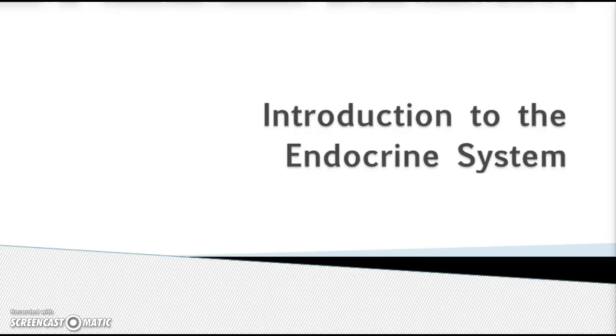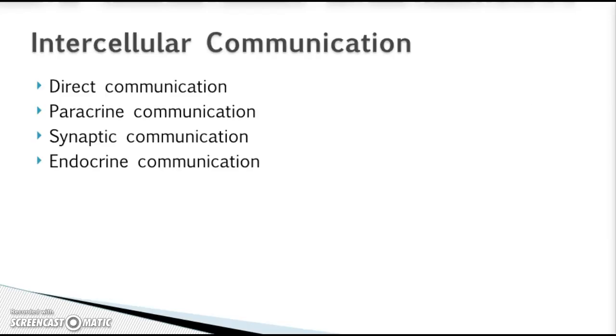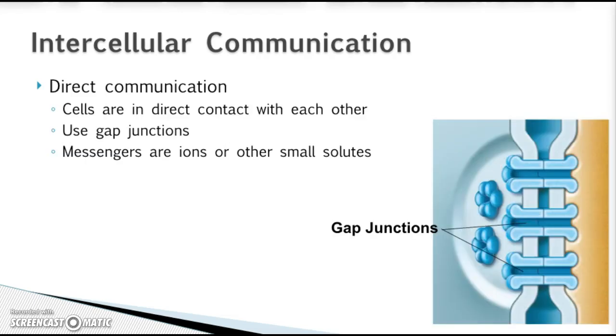This presentation is an introduction to the endocrine system. There are four primary ways in which cells communicate with each other: direct, paracrine, endocrine, and synaptic communication.